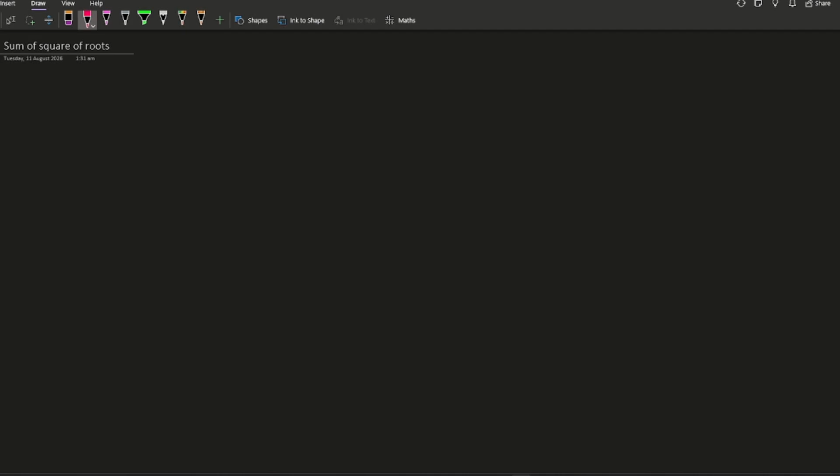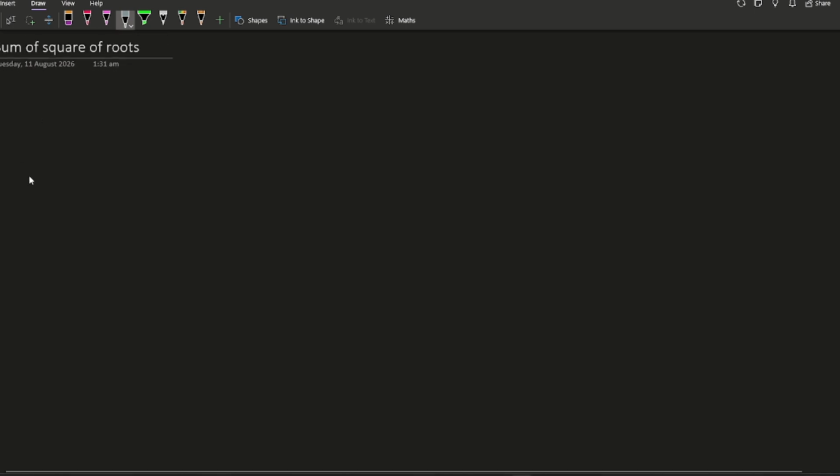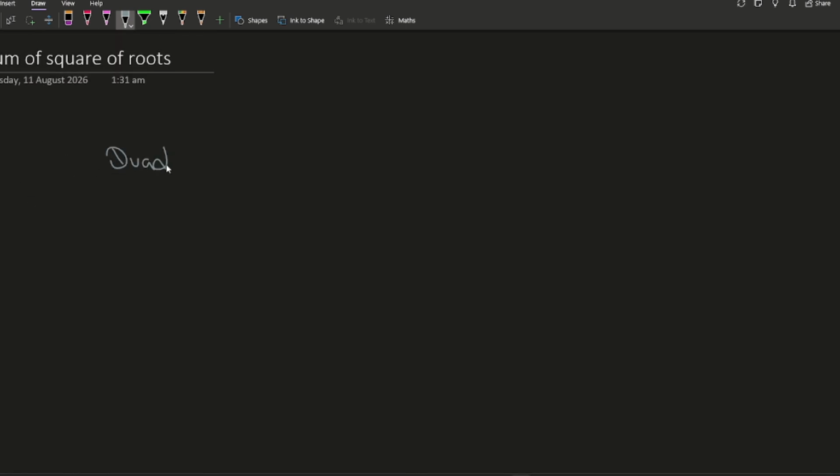Okay, so in this class, we will be learning how to calculate the value for sum of square of roots. So let's first revise that a quadratic has two roots, which are alpha, beta. So what would be the sum of square of roots?